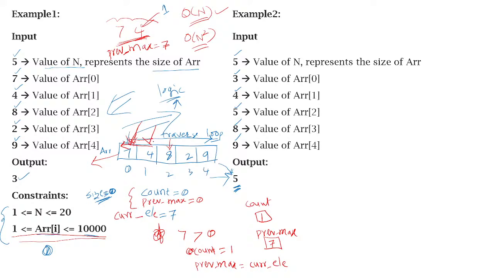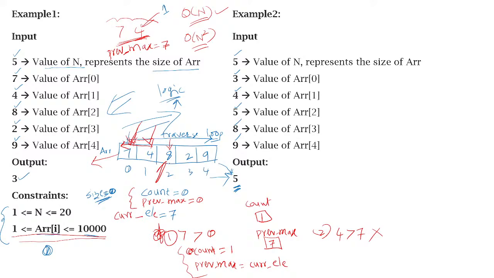Now you go to the second element. The next element is 4. This is the second step. The first step was the first iteration, then the second iteration. So compare whether 4 is greater than previous max. What is previous max? 7. So is 4 greater than 7? No. Then this is not executed. So previous max still contains 7 only, and the count value is 1 only. Then process the next element.